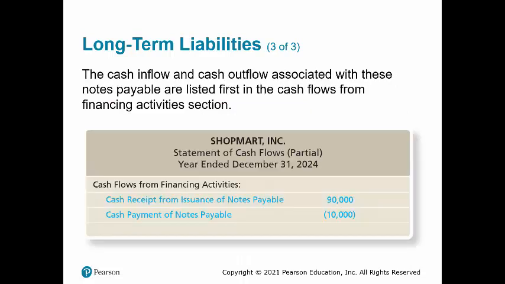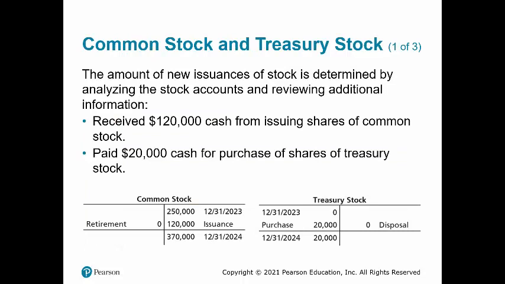So this information can now be used to complete a portion of the financing activities section. As you can see, we show separately cash receipts and cash payments, just as we did in the investing activities section. So first we show cash receipts from issuance of notes payable of $90,000. Then we show the cash payment of notes payable as a subtraction of $10,000.